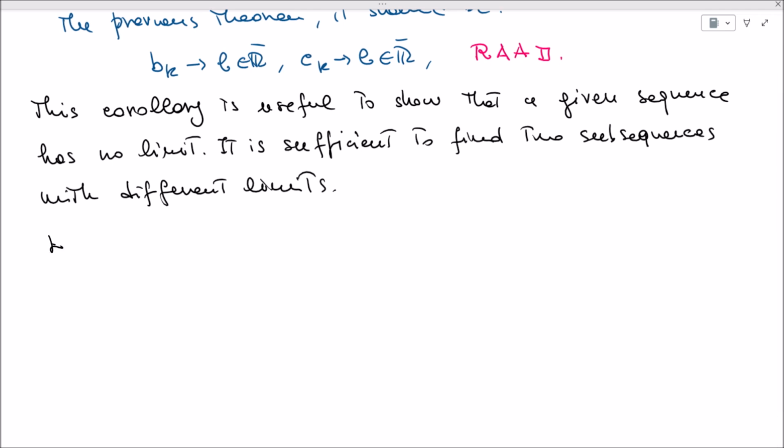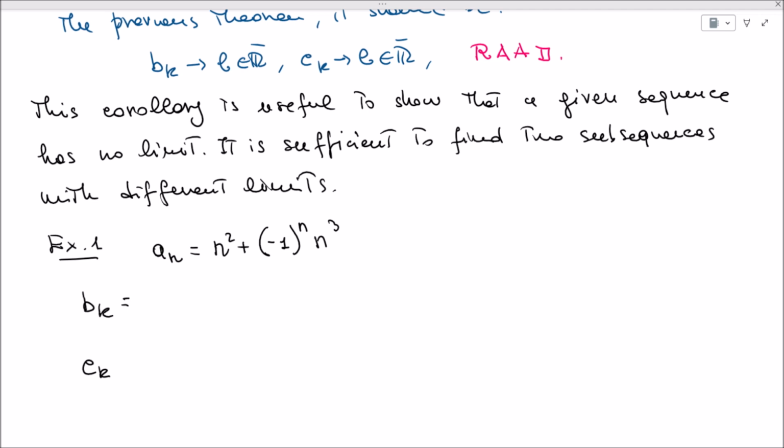So, example 1. Let's say that we have the sequence a_n equal to n squared plus (-1)^n times n cubed. And we want to show that this has no limit. We need to find two subsequences, let's say b_k and c_k, which have different limits, because we know that if this is the case, it is just impossible by the corollary that a_n has a limit.